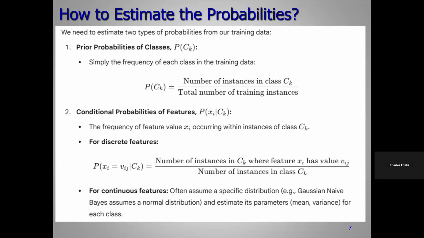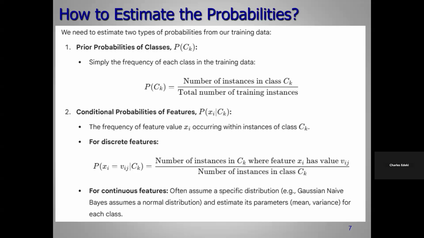Now, I will say one thing: the beauty of naive Bayes is that all the probabilities required for the formula can be easily estimated directly from the training data set using frequency counts. We will see examples soon. That's why it's sometimes called a generative model. It models the distribution of data within each class.